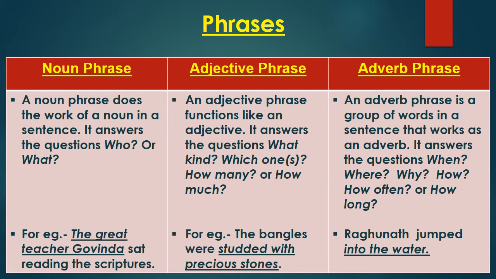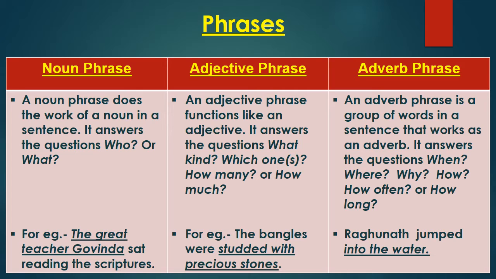So children, now you will learn phrases and their types. It is given in your English reader book on page number 14. First one is a noun phrase. A noun phrase does the work of a noun in a sentence. You know, a noun is a naming word. So, a phrase that works like a noun is called a noun phrase. It answers the questions who or what.